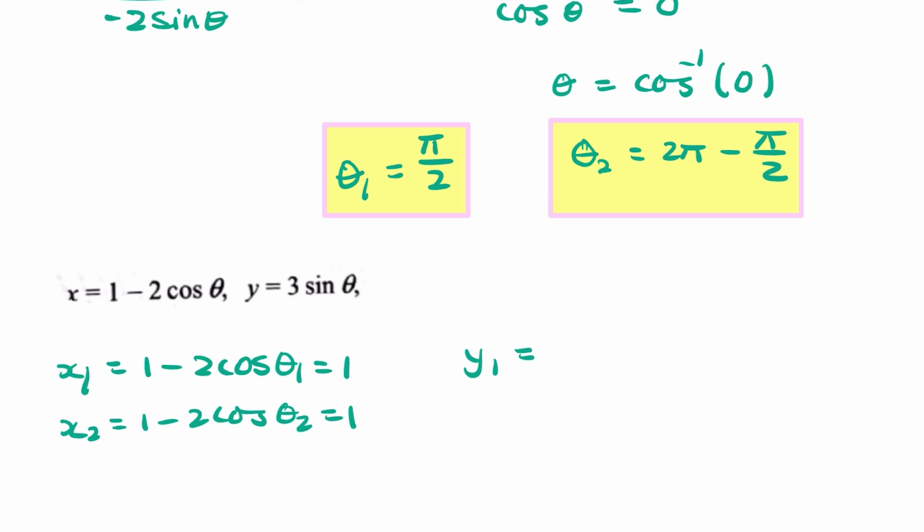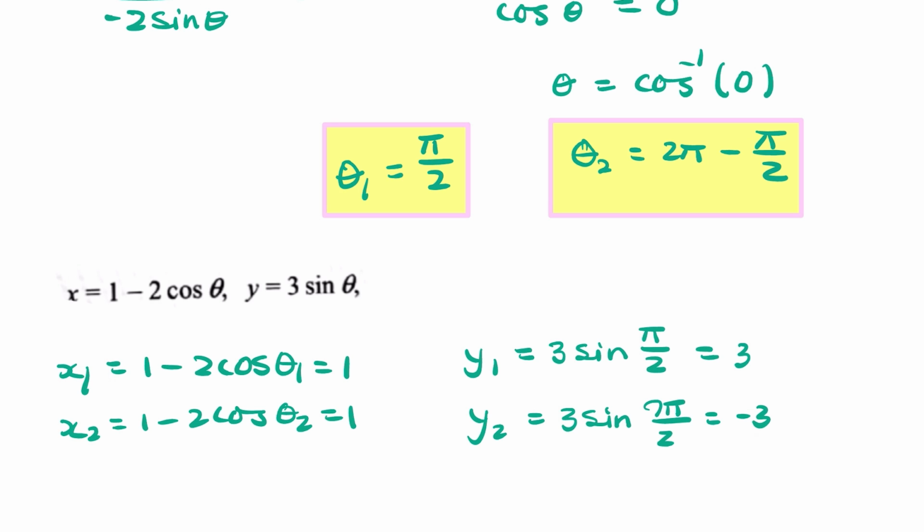y1 equals 3 sine theta, so it'll be 3 sine pi over 2. That's going to be 3. And y2 equals 3 sine 7 pi over 2, and that will be negative 3. Yes, I forgot to mention that this is actually 7 pi over 2 here.